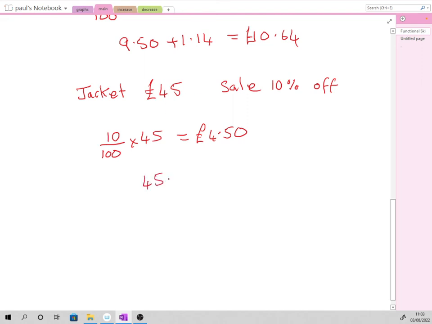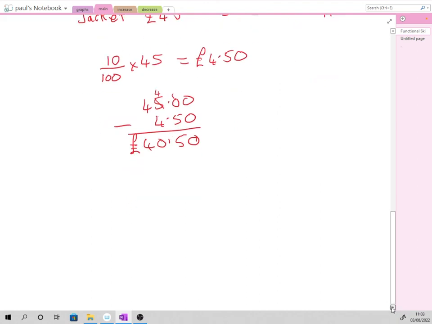So what is it now? We've got £45, and this time we take away £4.50. We can't do that directly, so we'll have £40.50. So the new price is £40.50. A decrease is a subtraction. An increase is an addition. One more decrease example.